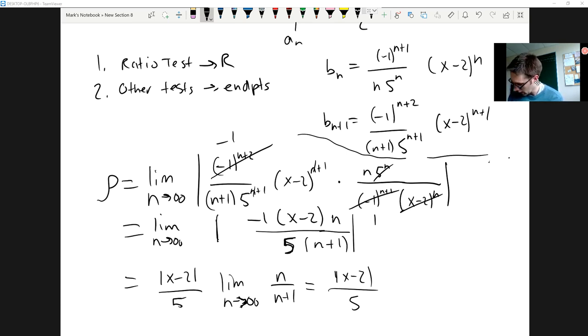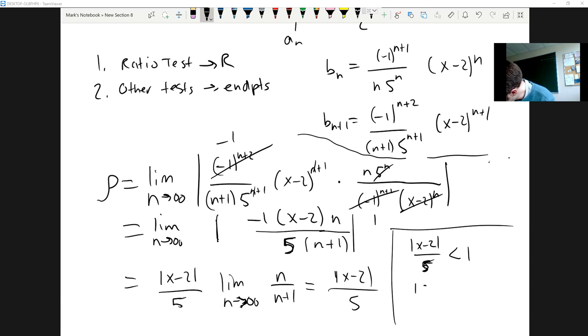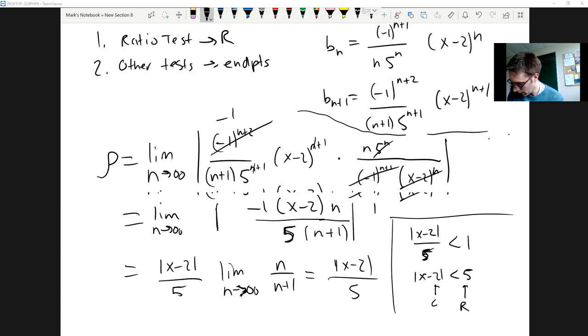Okay, so let's find our radius. x minus 2 over 5 has got to be less than 1 if we are going to converge. Right? That's just applying the condition for the ratio test. And so if we rearrange, we'll have absolute value of x minus 2 less than 5. And so there we go. We've got our center point, and our radius is on the other side. And we could write that on the number line.